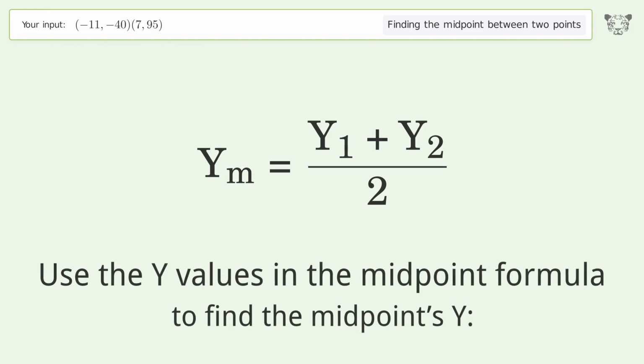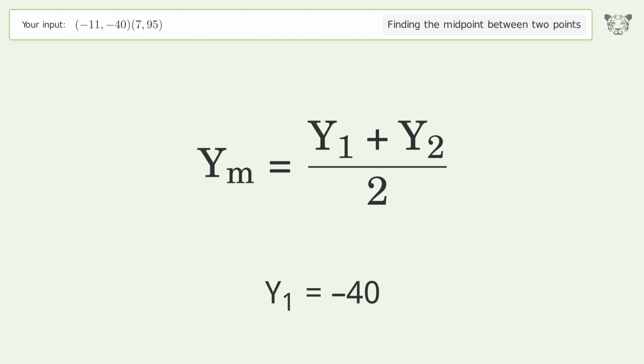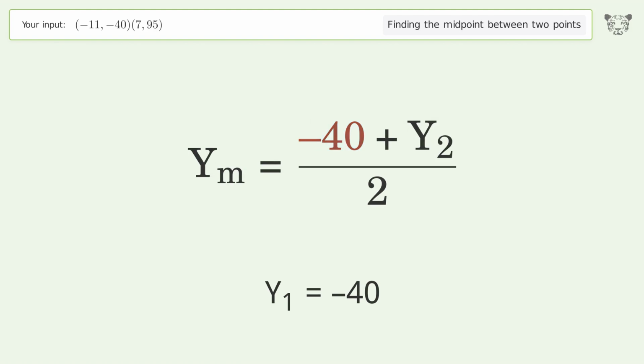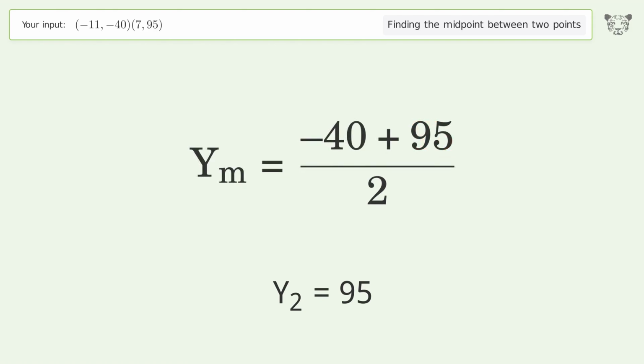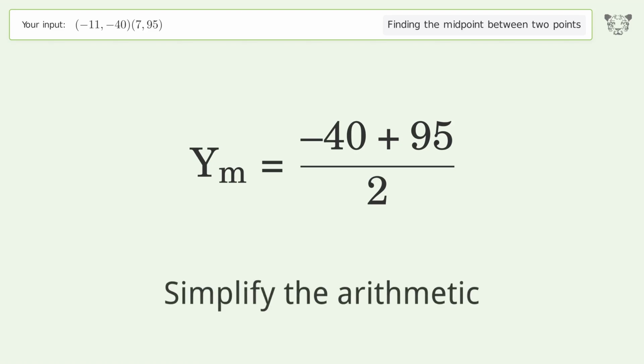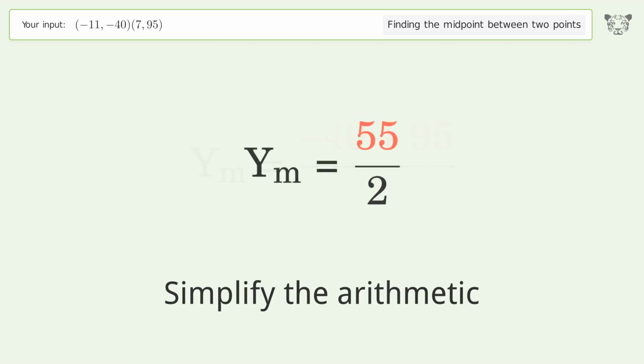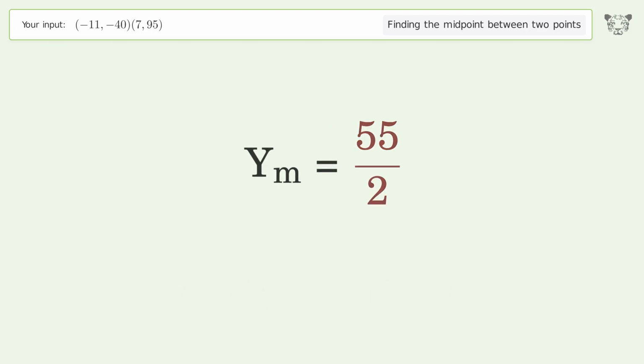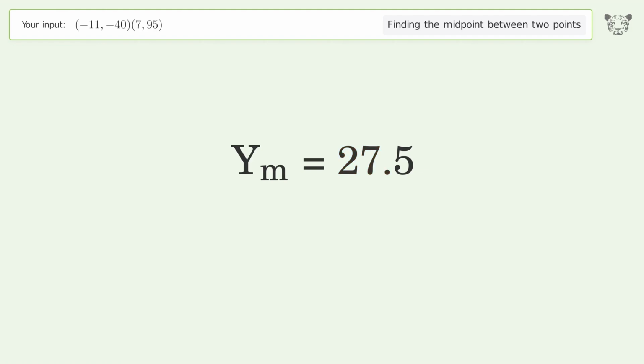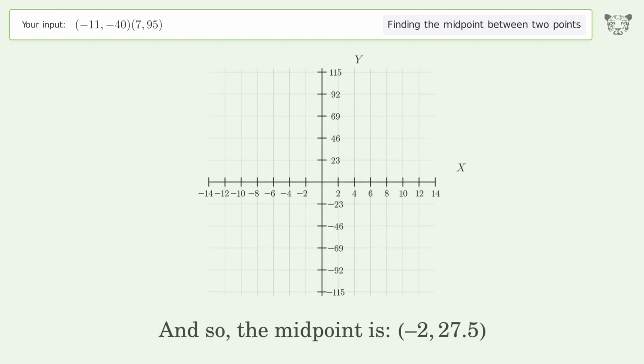Use the y values in the midpoint formula to find the midpoint's y. y1 equals -40. y2 equals 95. Simplify the arithmetic. And so, the midpoint is -2, 27.5.